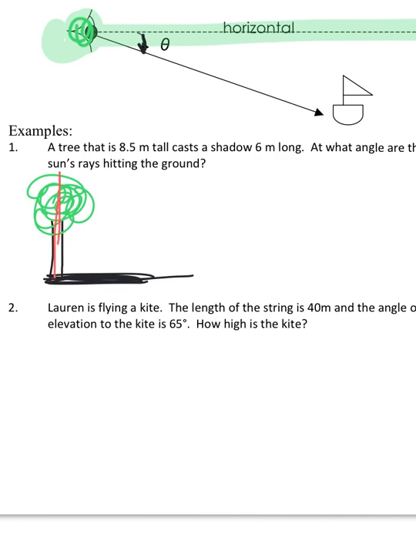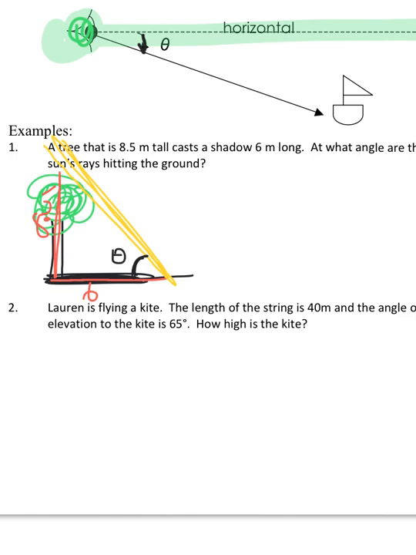So we know that the height here is 8.5, and we know the 6 is along the ground. So in order for us to figure out the sun's rays, it's coming down from here, because as you know, the sun must be behind the tree for it to be casting a shadow on the ground. So we want to know the angle at which it is hitting the ground. So we want to know this angle right in here. This is going to be our theta.